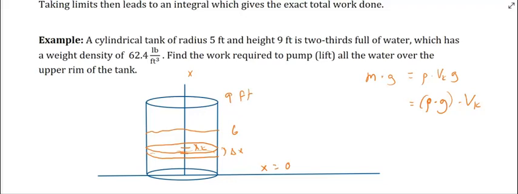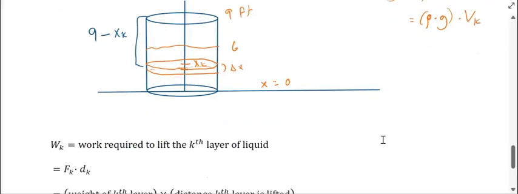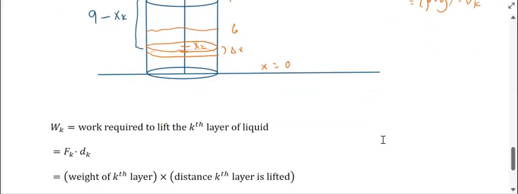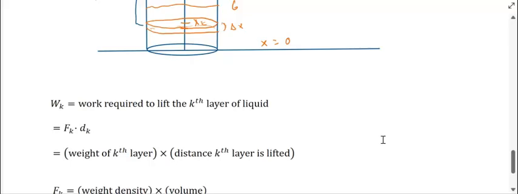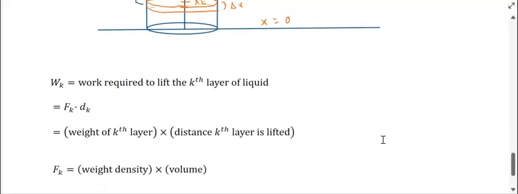To get that kth layer out, we've got to go from the top, which is at a height of 9 feet, x equals 9, minus x sub k. That's how far, or what height, we need to lift it. All right, so let's use all this figure and this notion to set up the integral. It's going to be, again, force times distance. The distance the kth layer is going to be lifted up is, in this case, 9 minus x sub k.